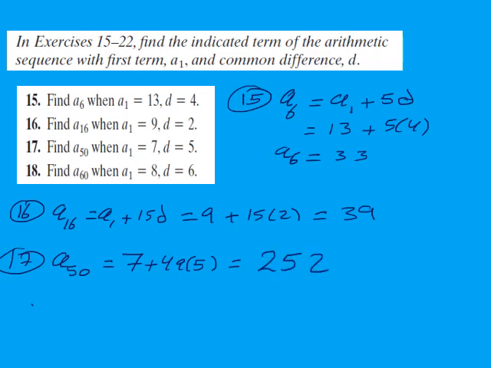Number 18, find A60, and A60 is A1 plus 59 multiplied by D. So it's 8 plus 59 multiplied by 6, and the answer, by using your calculator, is 362.